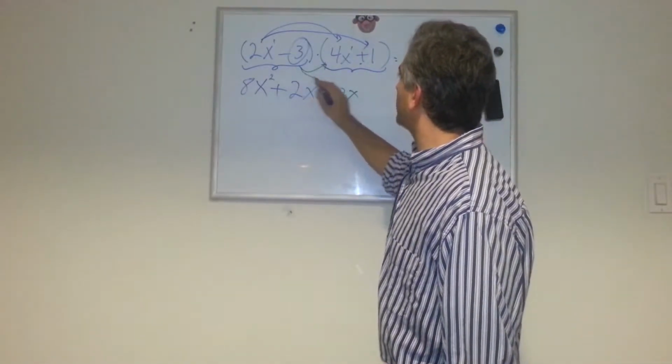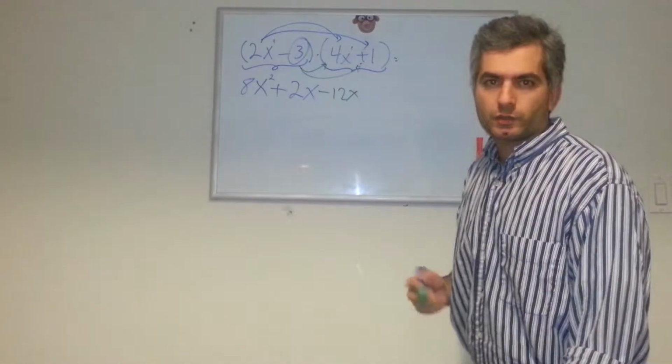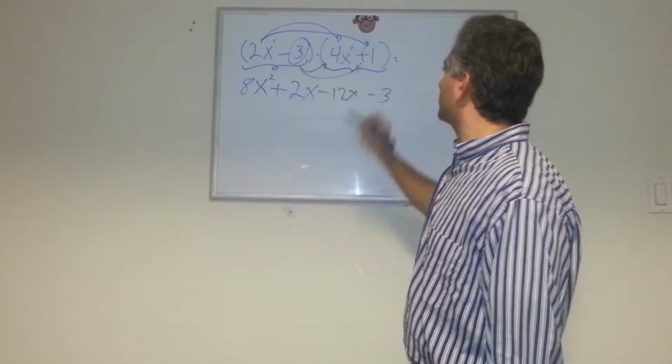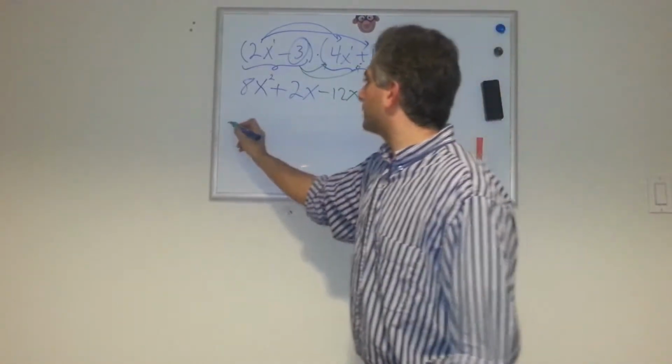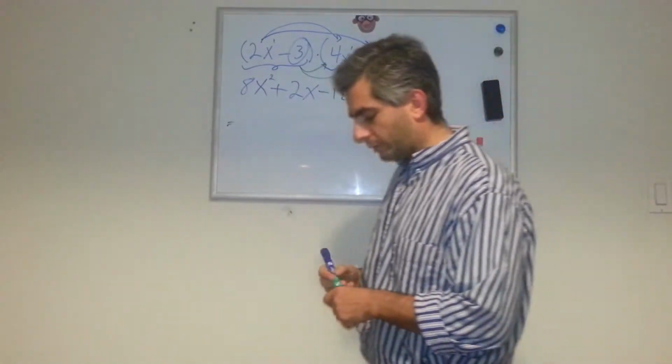The negative 3 then also multiplies with the 1. These are two real numbers. Negative 3 multiplied by 1 gives you negative 3. We can expand, which we have done. We can now simplify our expression.